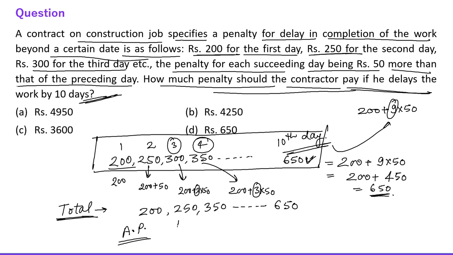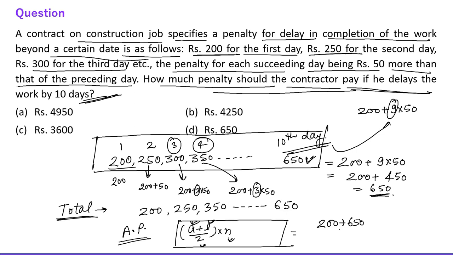So there is a formula. The formula is (A plus L) by 2 into N, where A is the first term, L is the last term, and N is the number of terms. So (200 plus 650) divided by 2 into 10 is the answer. 850 by 2 is 425. 425 into 10 is 4250. So this is the final answer: rupees 4250 is the final total penalty.